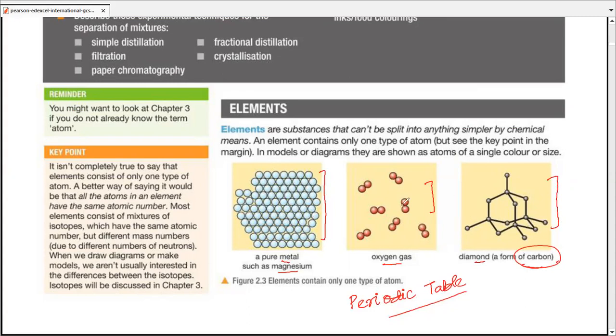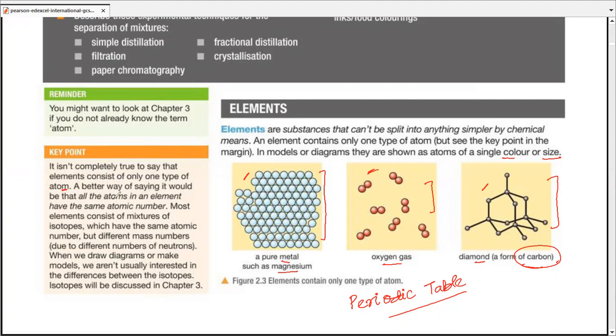So in these models or diagrams, what we are trying to show is that different atoms may arrange differently. You would see that this arrangement is entirely different from this one or from this one. We're also trying to show you atoms of single color or size to give you an idea of how they look, or how they might attach with one another. But there is one very important point. It isn't completely true to say elements consist of only one type of atom, right?